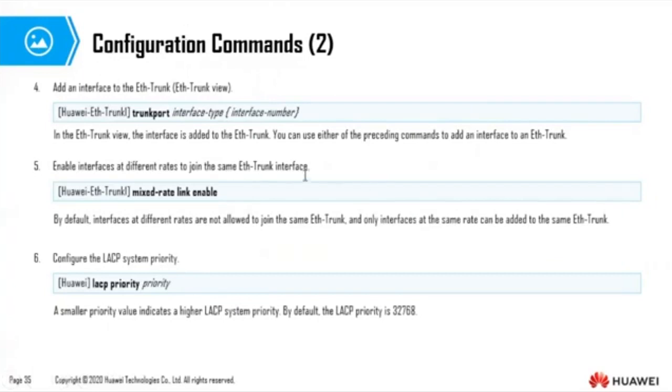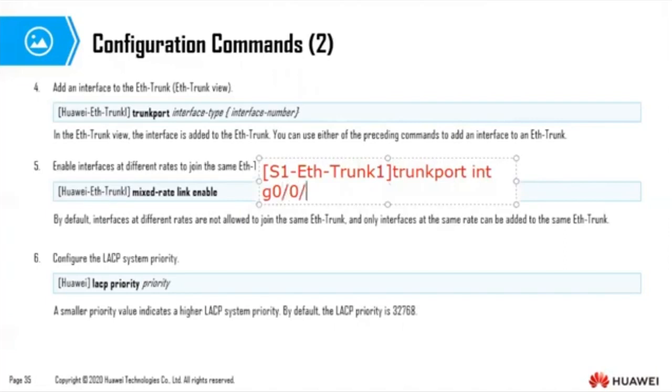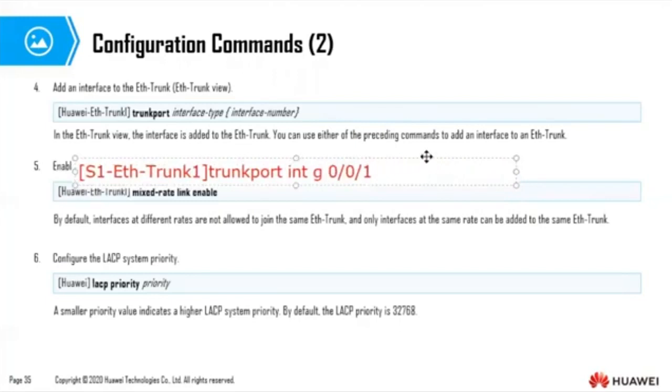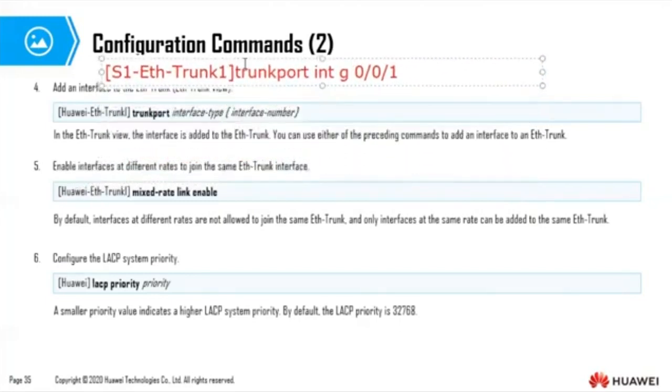Then you can also add an interface when you are on the Ethernet trunk view. So Eth-Trunk 1, we created Eth-Trunk 1. The command is trunk-port, then interface G0/0/1. So interface type, gigabit Ethernet, then the number. So that's how we add on the Ethernet trunk view.